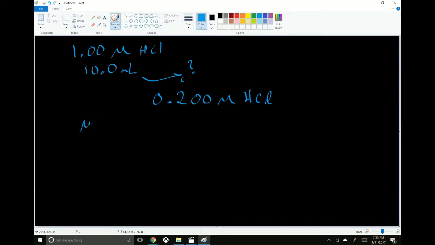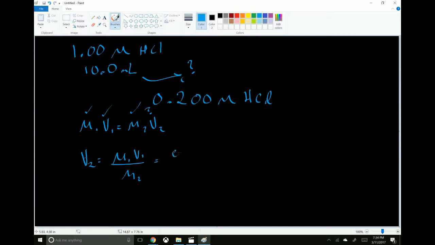So, M1V1 equals M2V2. We know the initial volume and concentration. We know the final concentration. We're looking for the final volume. So final volume equals M1V1 over M2. Once again, the units don't matter so long as they match. That's something I should have specified earlier, and I want to stress it now. The units don't matter so long as they're the same for this particular kind of problem.